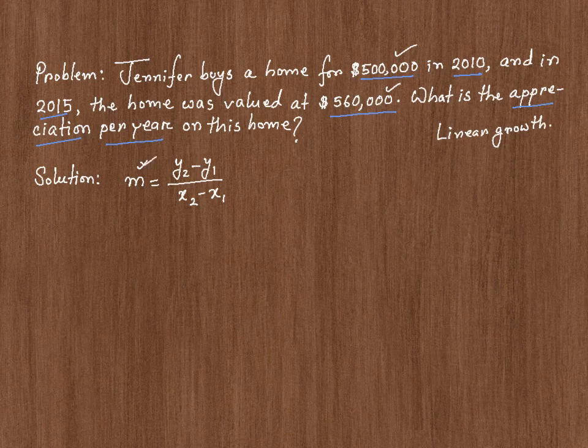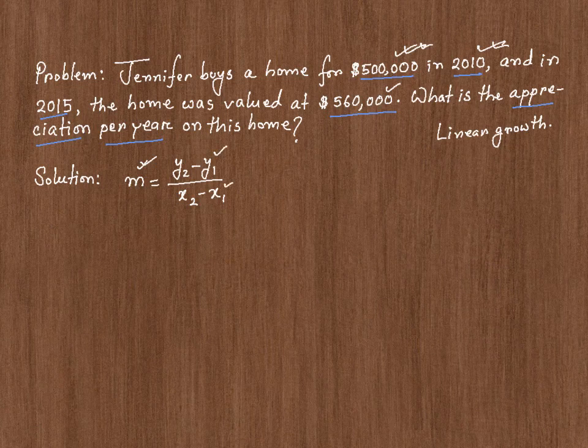Now we need to find out what is x and what is y. Remember, slope is rate of change, how something changes with respect to something else. In our case, how the price of the home changes with respect to time. So price of the home is dependent on the change in time. So we call the price of the home dependent variable, and the time the independent variable. So y is going to be the dependent variable, x is going to be the independent variable.